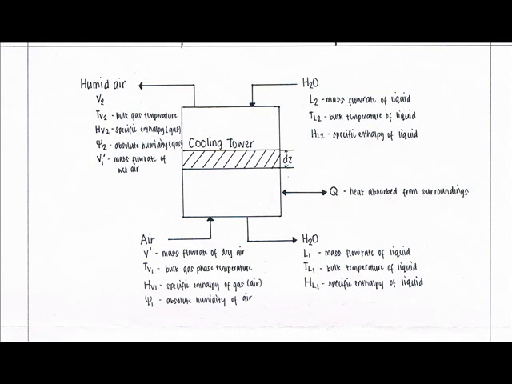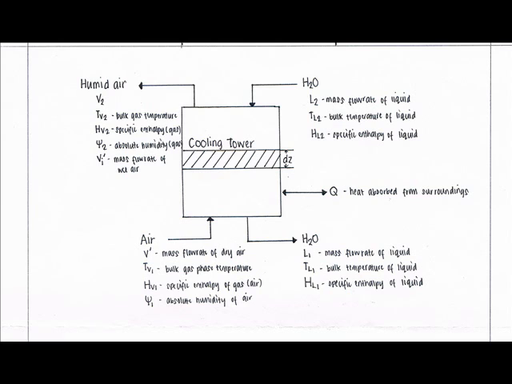Water comes in from the top and leaves at the bottom, while the air comes in from the bottom and leaves at the top. For the water, we have the mass flow rates of the inlet and outlet water, which is L2 and L1 respectively. We also have the bulk temperature of the water, which is TL2 and TL1, and the specific enthalpy of the water, which is HL2 and HL1.